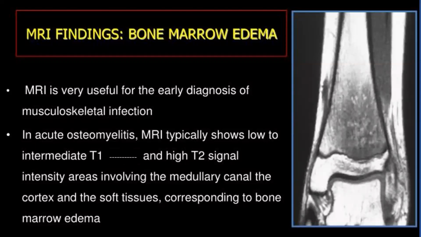MRI is very useful for the early diagnosis of musculoskeletal infection. In acute osteomyelitis, MRI typically shows low to intermediate T1 and high T2 signal intensities. Areas involving the medullary canal, the cortex, and soft tissues correspond to bone marrow edema.